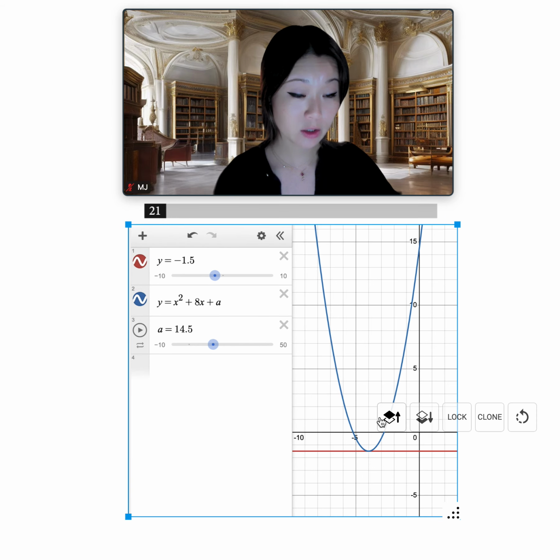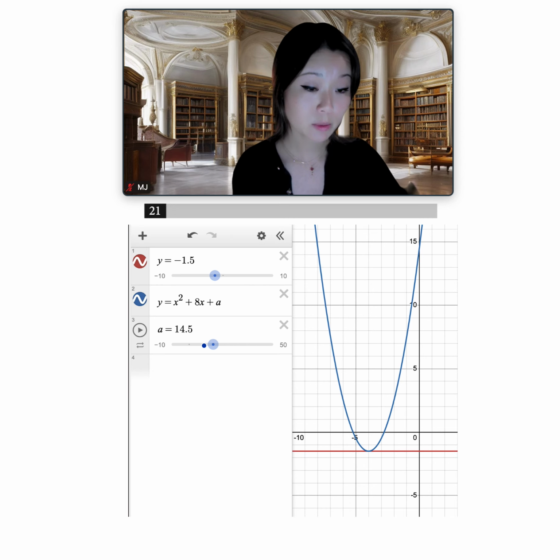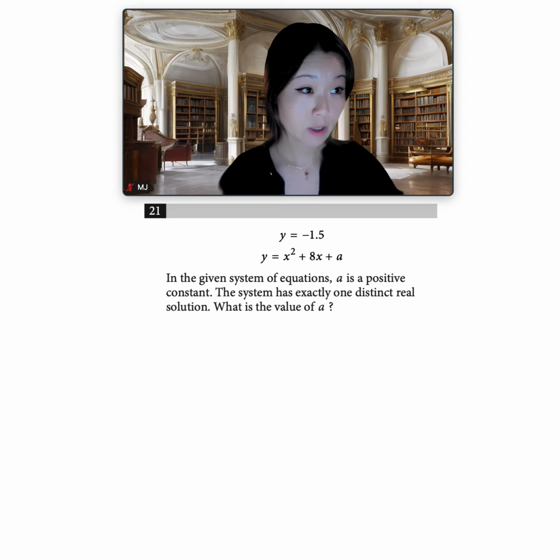So this one right here is the Desmos output. You literally just pop your 2 graphs in, and then here's your little slider. And you just want to make sure that they hit only at one point because we're looking for one solution. Swivel this around until you find that, and it's at 14.5.